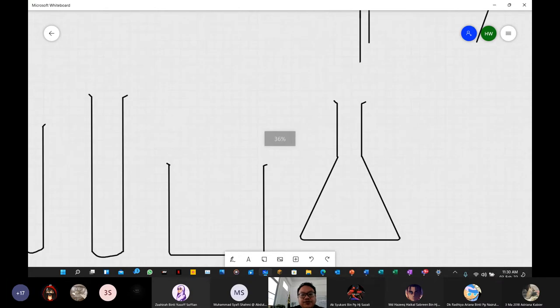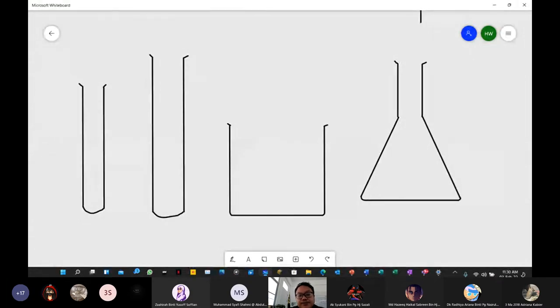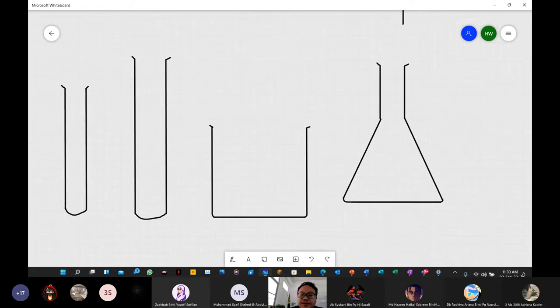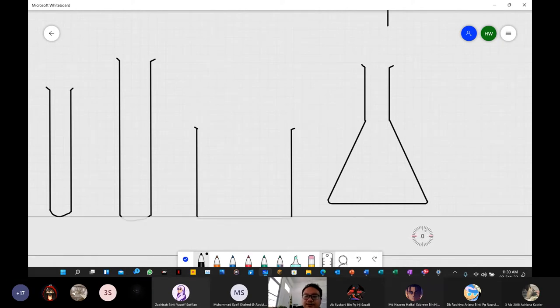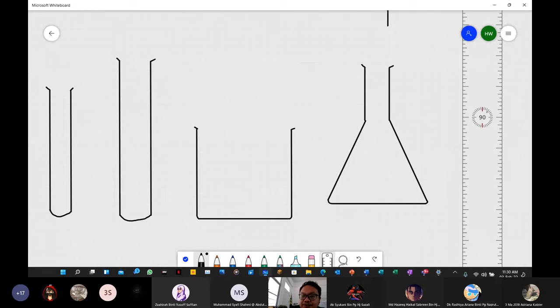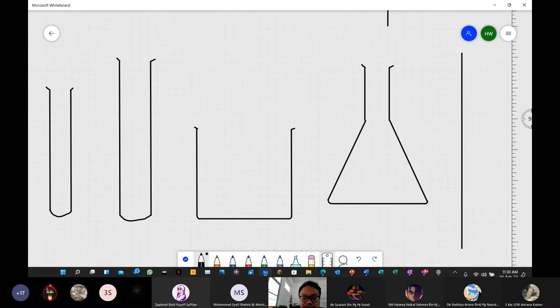So now you have the four drawings: test tube, boiling tube, beaker, and conical flask. Next one is measuring cylinder. So measuring cylinder should be the tallest among all of these, and it will be slightly different. So you draw two lines first. Okay, I'm gonna draw, yeah, it starts here.